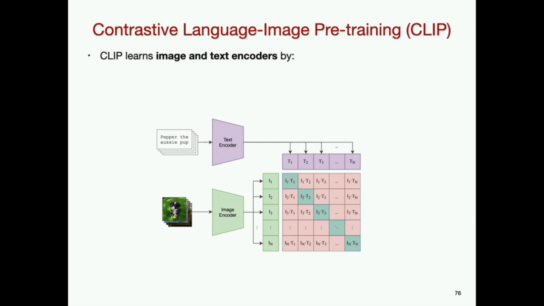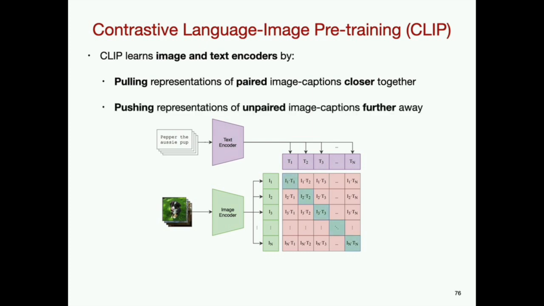So CLIP learns image and text encoders by pulling representations of image caption pairs closer together and pushing representations of unpaired image captions further away. The idea of CLIP, I guess I didn't start with this, is that instead of using augmentations, can we just take paired image caption data that we have on the internet and learn a good image encoder from that? The way we'll do this is by pulling representations of paired image captions closer together and pushing representations of unpaired image captions further away.